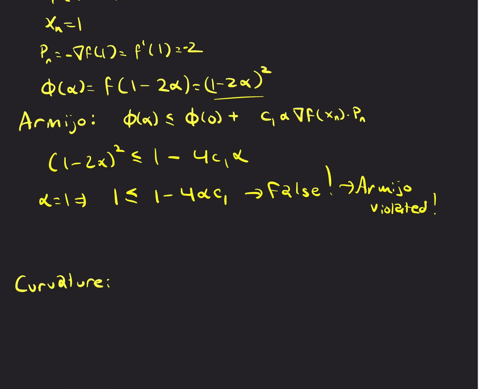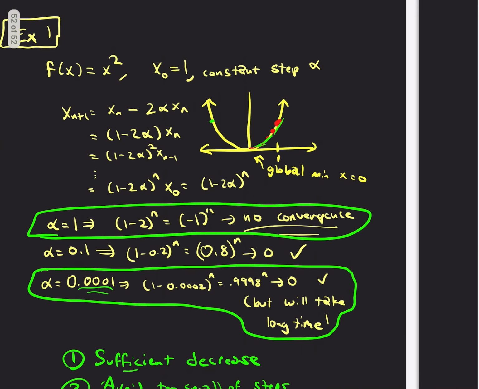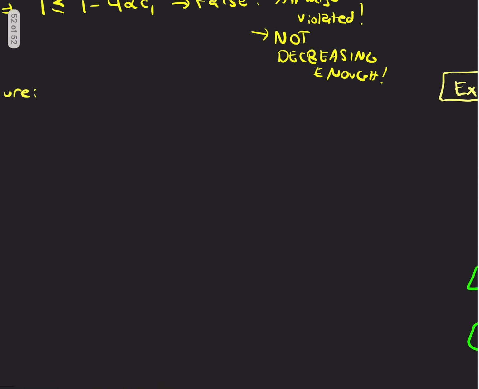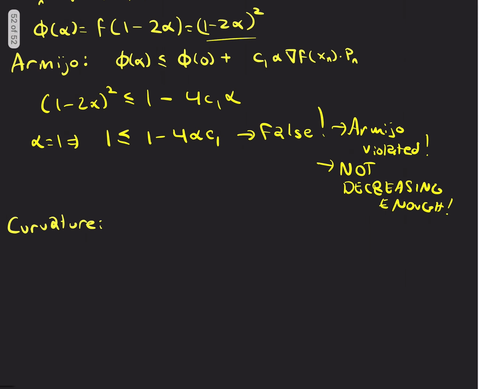So the Armijo condition is violated. Remember, that means we're not decreasing enough. In this case, we were bouncing from 1 to negative 1 and back to 1, so f of x is just 1 the whole time. We're not decreasing at all, so of course we're not decreasing enough.